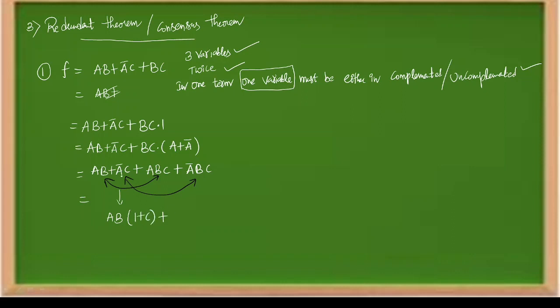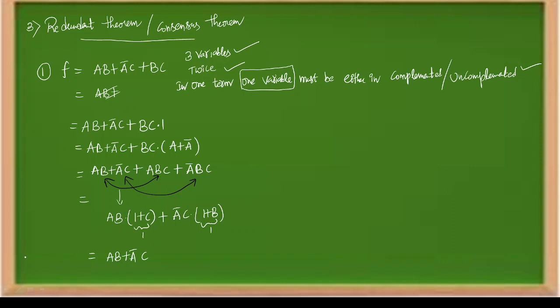Similarly, from the second and fourth terms, I can take A complement C as common, so that I will get 1 plus B. We all know from the postulates of Boolean algebra, 1 plus C is nothing but 1, 1 plus B is nothing but 1. When you are making AND operation with 1, you will get the same variables as it is. Hence, it can be written as AB plus A complement C.